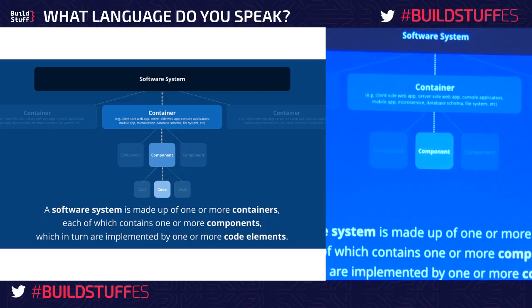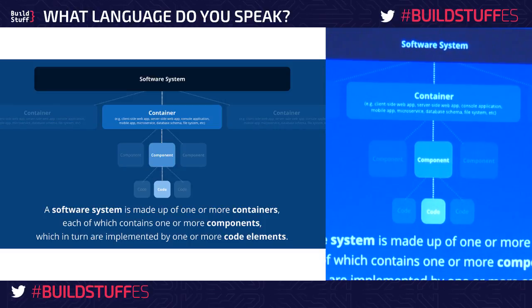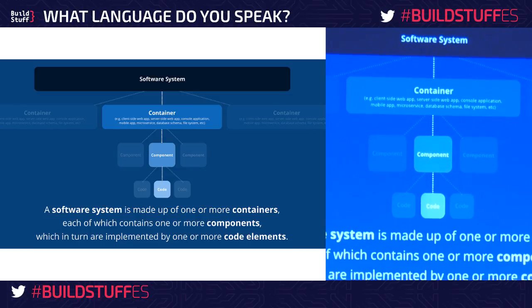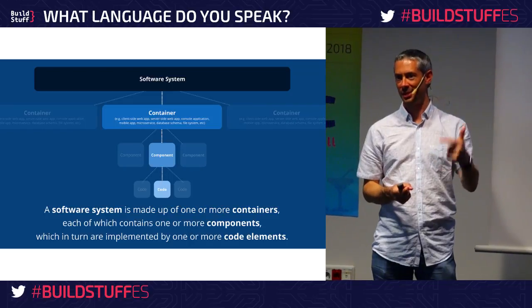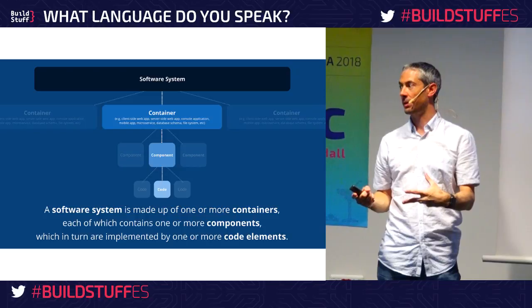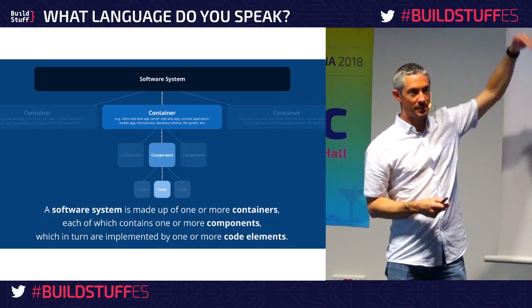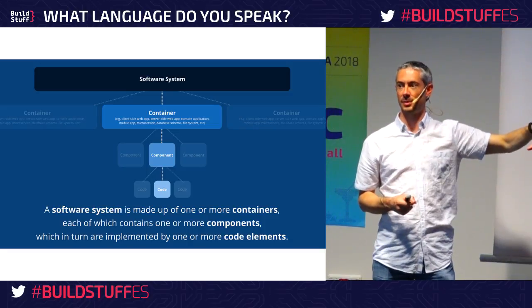Because I mostly deal with Java, occasionally C#, my components are ultimately built from classes. So basically, a component is built up from one or more code elements: classes, interfaces, functions, objects, depending on the language that you're using, essentially. So that's a really simple hierarchy to describe the static structure of most software systems.